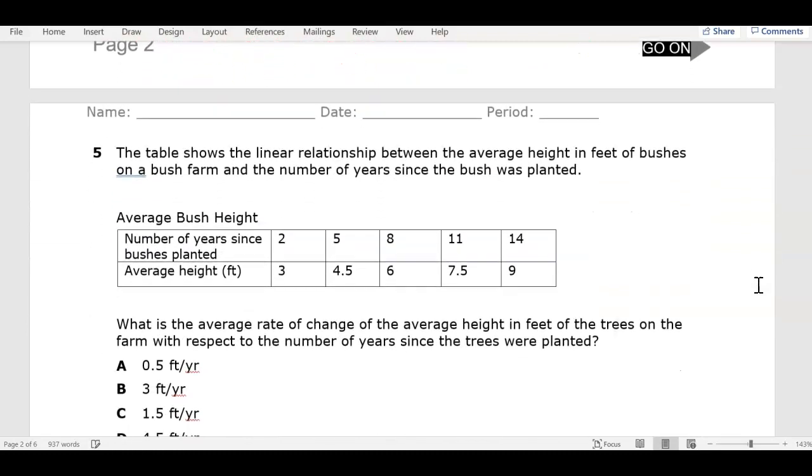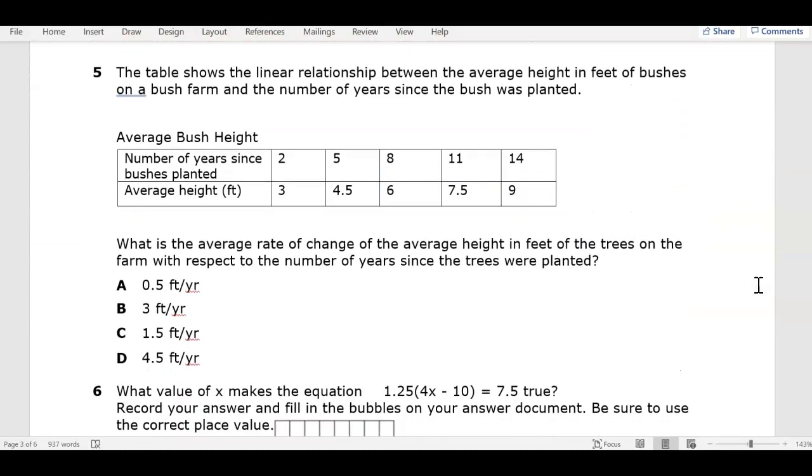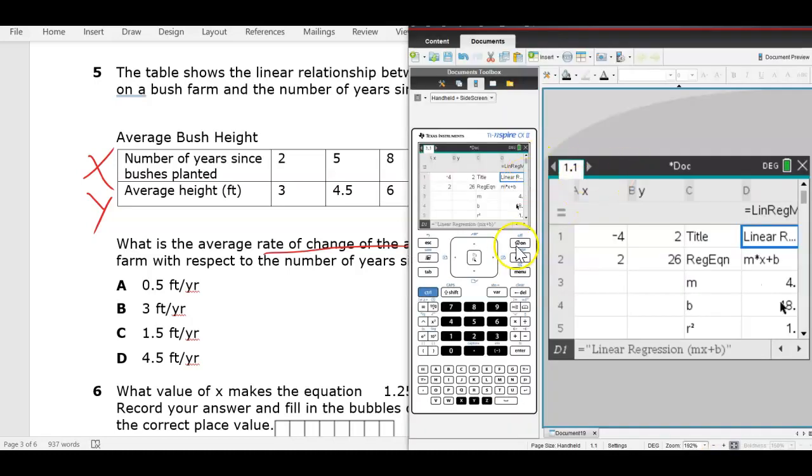Okay. Table shows linear relationship. Okay. What is the average rate of change of the average height in feet of the, okay. Now I can find rate of change possibly by doing the bird beaks, but since we have a table, okay, let's put it in. Just like we did before into our spreadsheet, okay?